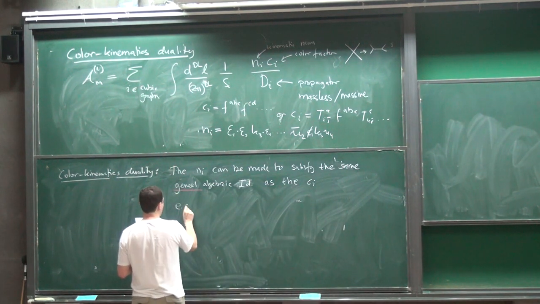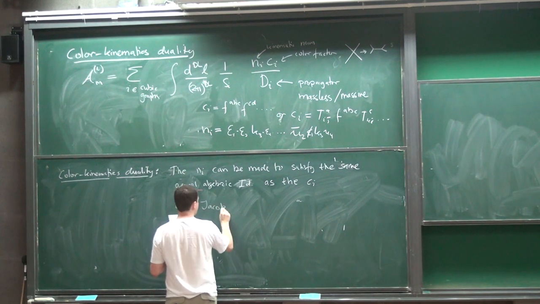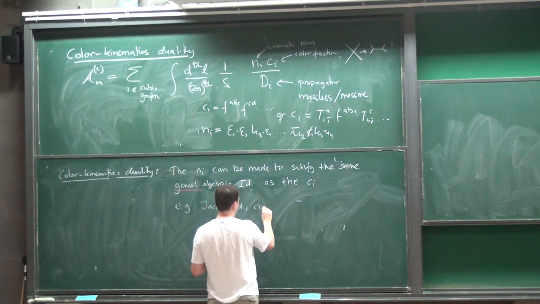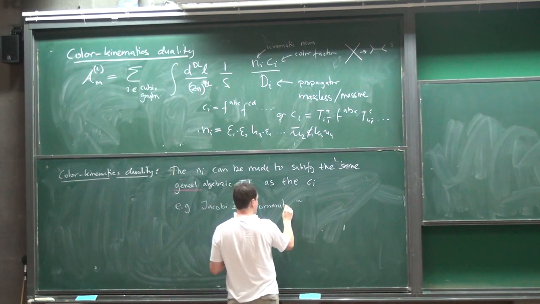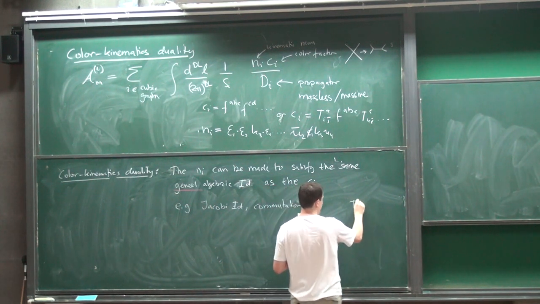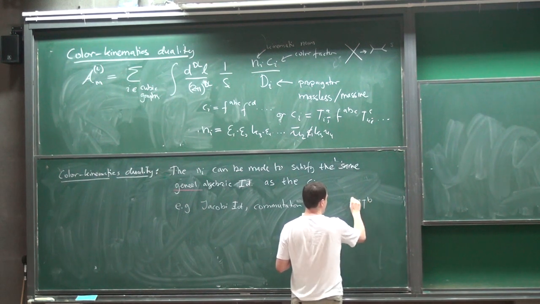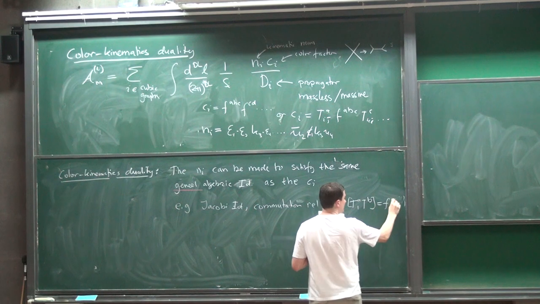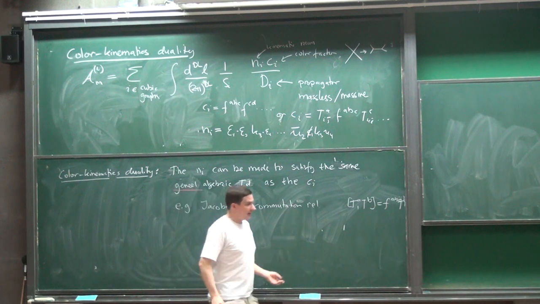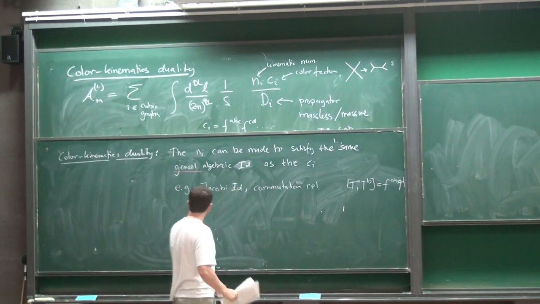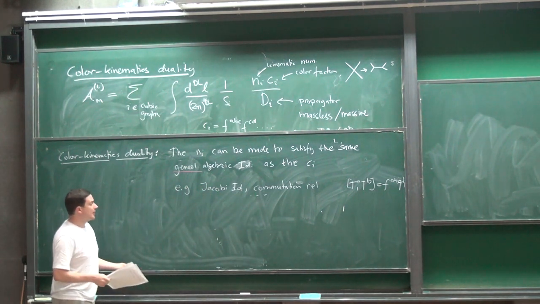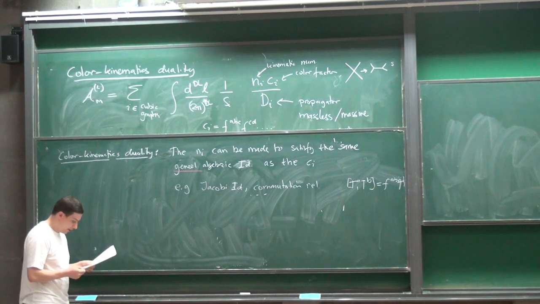For example, the Jacobi identity. Or if you have fundamental particles, you can have commutation, usually not considered to be a relation, but rather a definition. But it could be more. It could be other relations. And I'm going to show you some today, which are needed in the spontaneously broken case.